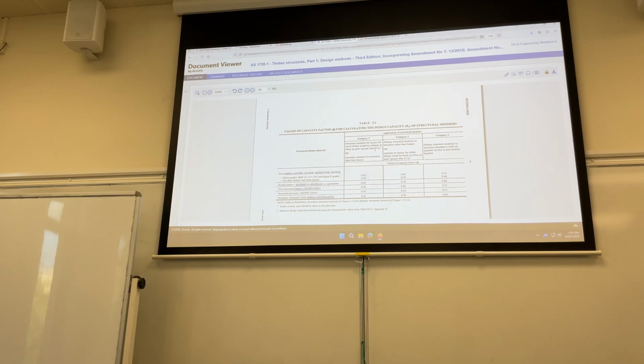So the library was a building other than a house. In this case you can use what? 0.85. It is a primary member. What is a primary member? Beam, after column. What is a secondary member? Purlin, bracing. Okay, so now we go to the slides again.